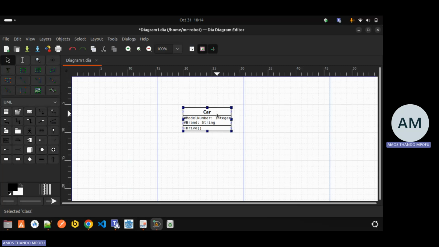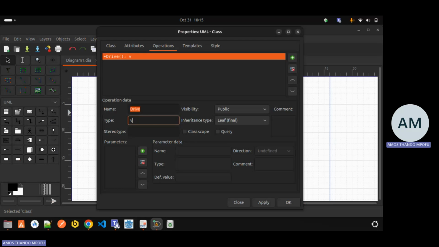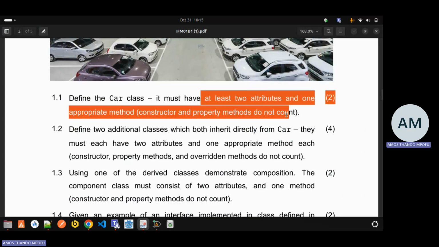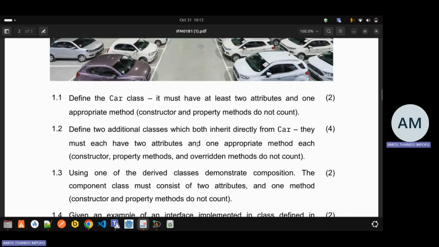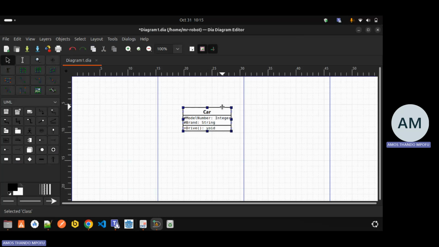Okay, so I forgot to put in the return type. My bad. So I'm gonna double click it, go to operations, and then go to the type, which is the data type or the return type, and then I'm gonna make it void, right? Because you shouldn't get back anything. It doesn't really matter. And remember this question, they don't really care about whatever approach you choose. You can make all your methods void for all they care. So there's the car class, right?